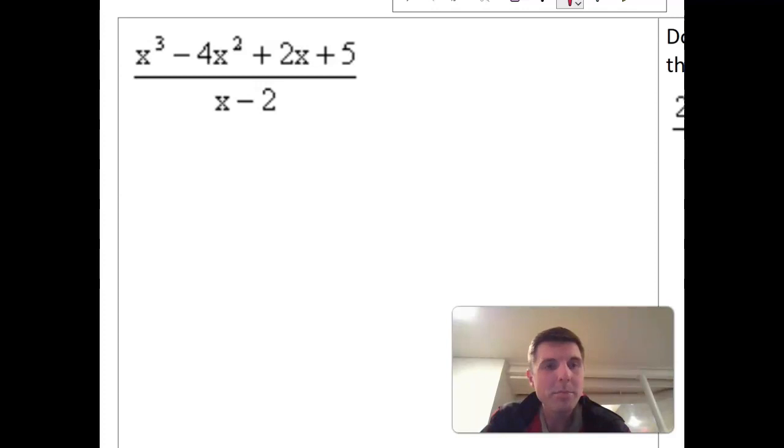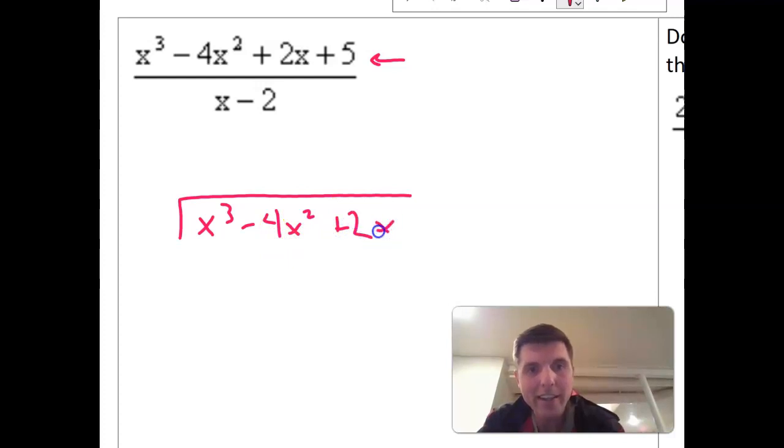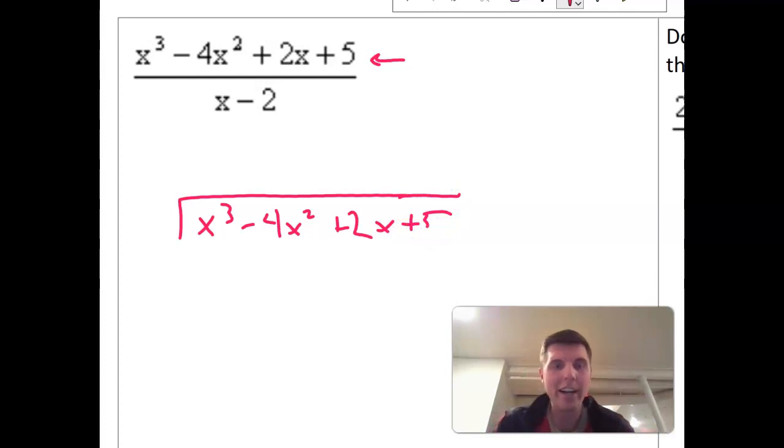So here's our setup. The numerator of our fraction goes inside our division symbol. So here is our initial setup. Put that top part inside, and make sure you include every degree. And in this expression, every degree is already accounted for, so we don't have to add anything. You'll see what I mean on the next one, but everything has to be accounted for. And then the x minus 2 goes outside.